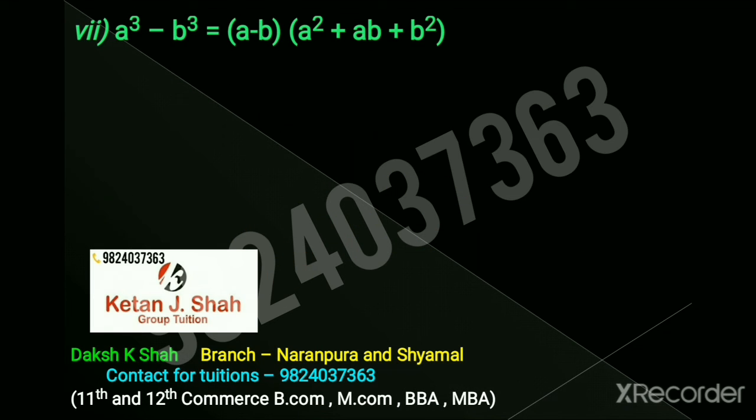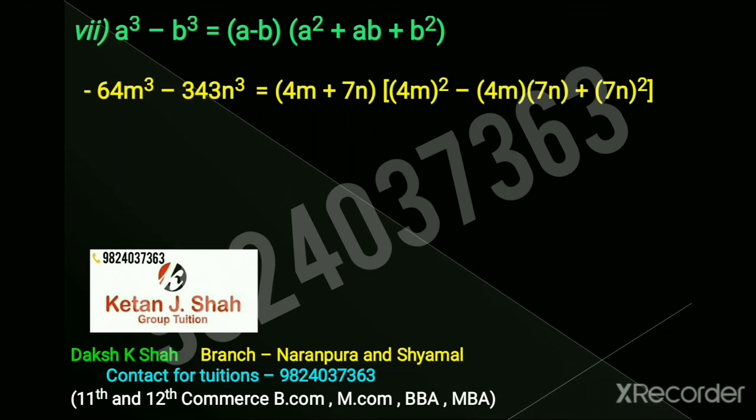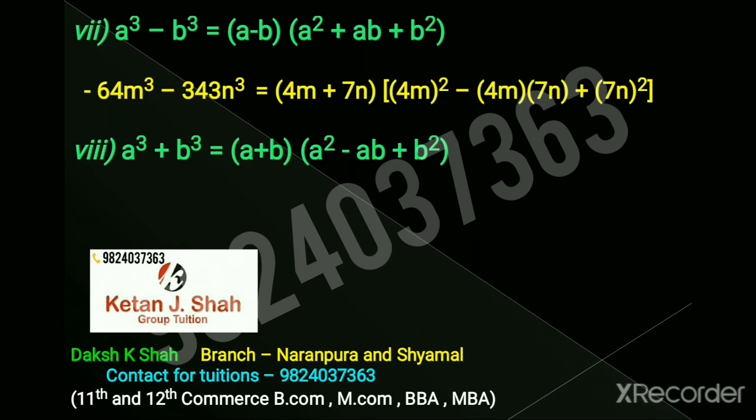Now comes a³ − b³. a³ − b³ equals (a − b)(a² + ab + b²). So 64m³ − 343n³ equals (4m − 7n)(16m² + 4m × 7n + (7n)²). Then it can be asked in the reverse method also.